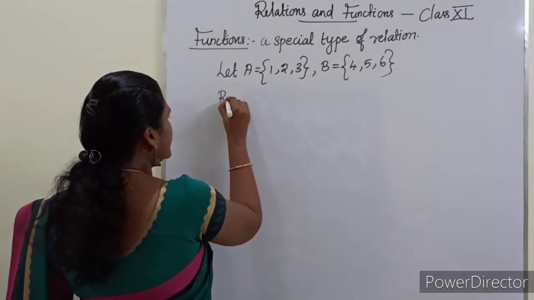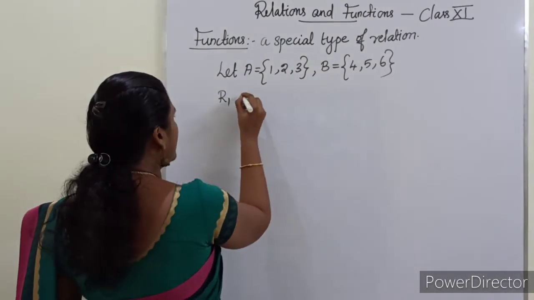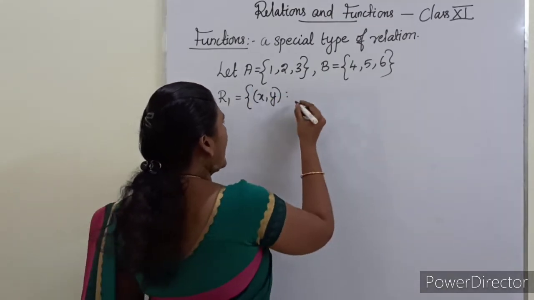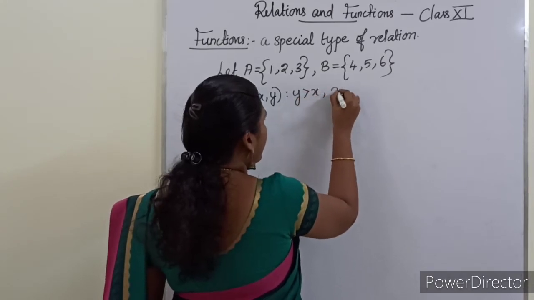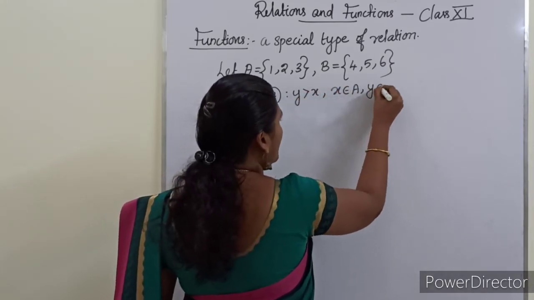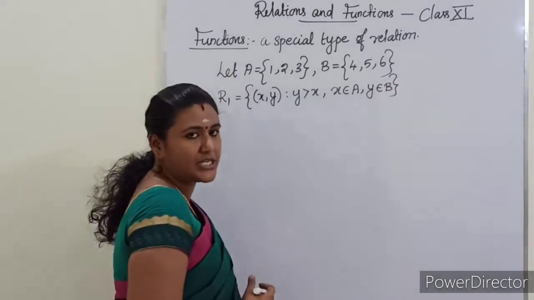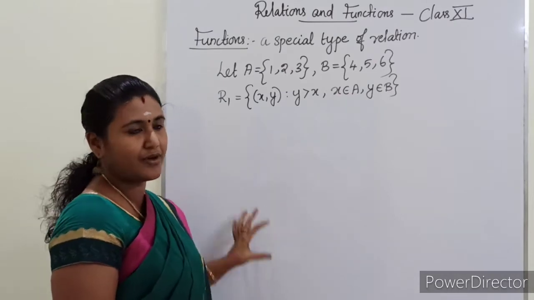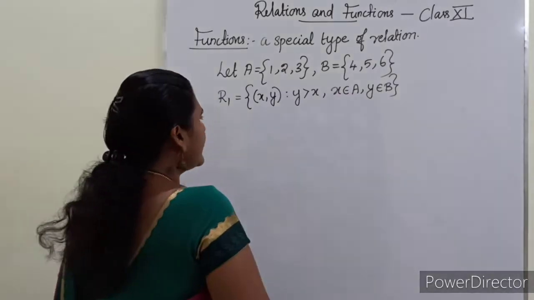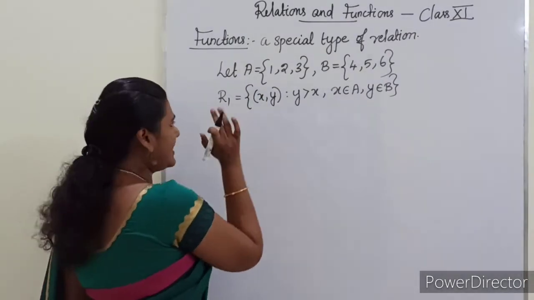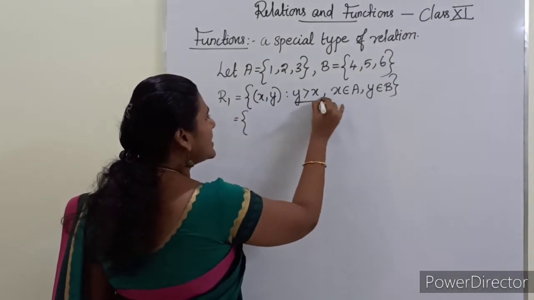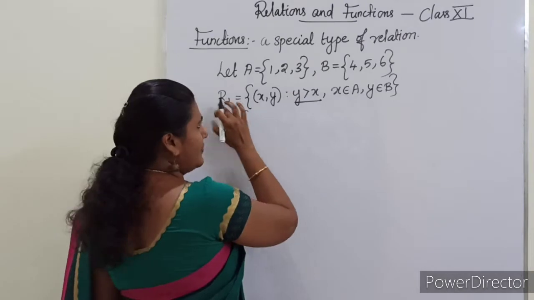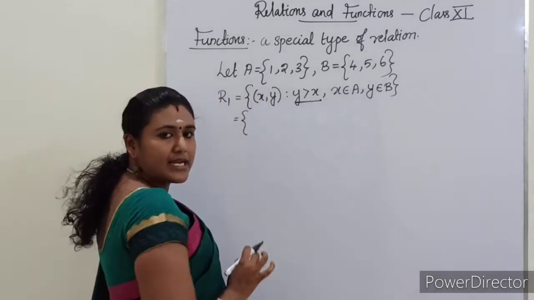So the first relation R1 from set A to B is equal to the set of all ordered pairs (x, y) such that y is greater than x, where x belongs to A and y belongs to B. So this is our first relation. When I explained the relation concept, we saw these examples there. So here we have to find the elements of the relation R1, where the condition is y is greater than x.